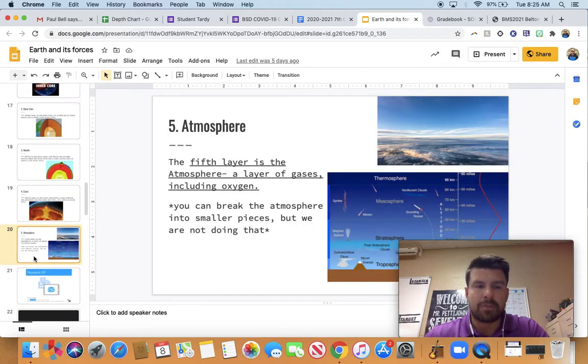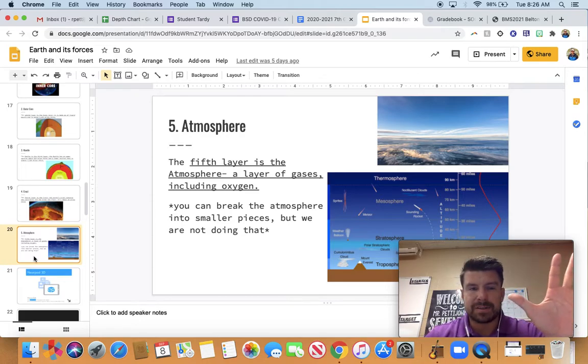Our final layer, the 5th layer, is the atmosphere. It's a layer of gases, including oxygen. You can break up the atmosphere into smaller pieces like thermosphere, mesosphere, stratosphere, troposphere, but we're just going to call it the atmosphere. This is where oxygen is, and that is incredibly important because we need that to survive. So those are the 5 big layers. That is incredibly important. It affects our daily lives.